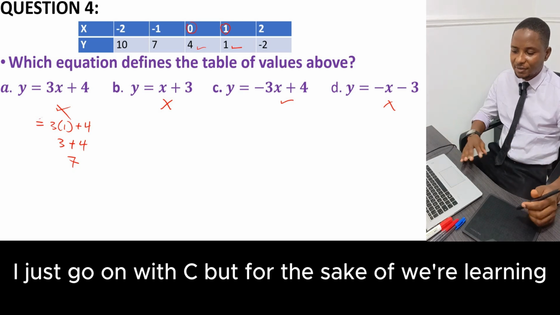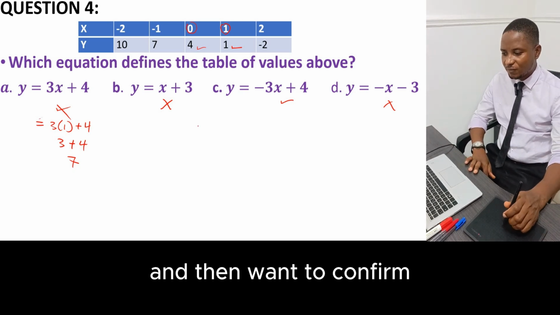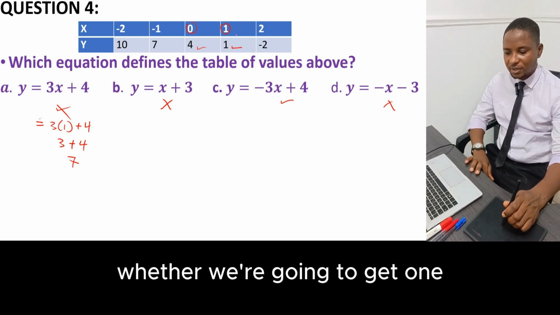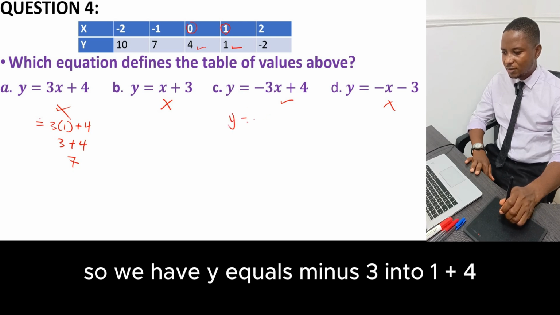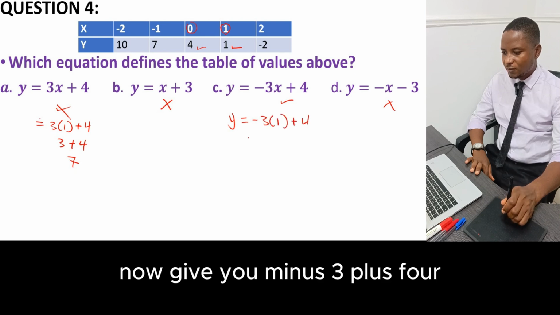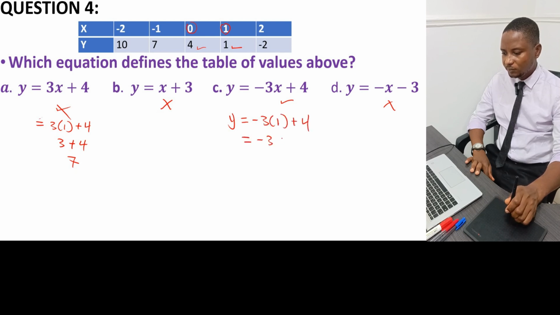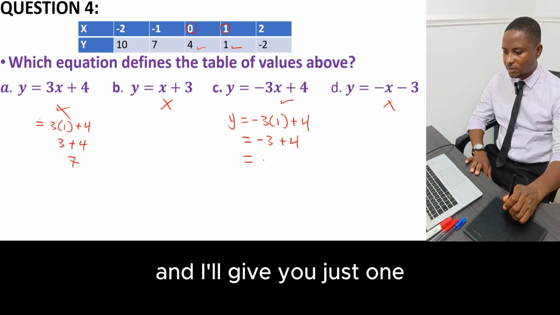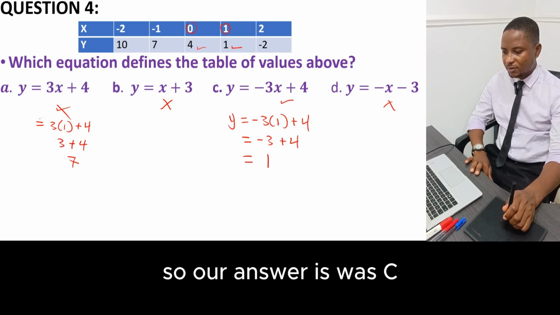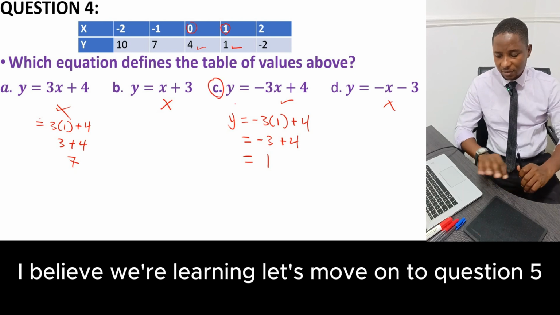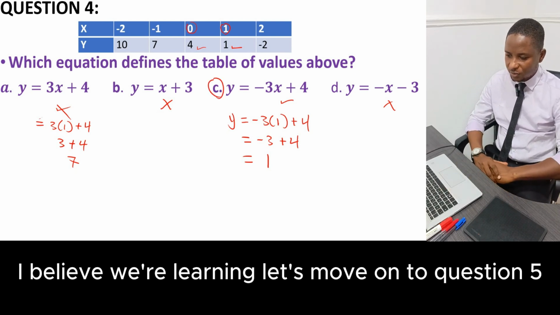But for the sake of learning, we want to confirm whether we're going to get 1 as the answer. So let's plug in x equal to 1 in option C. We have y equal to minus 3 into 1 plus 4, and that will give you minus 3 plus 4, and that will give you just 1. And that gave us what we're looking for. So our answer is what? C. I believe we're learning. Let's move on to question 5.